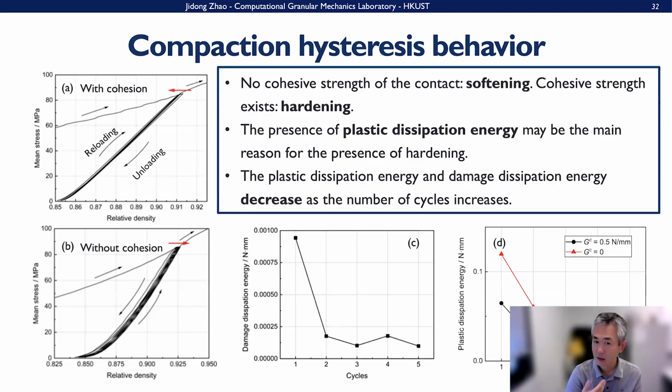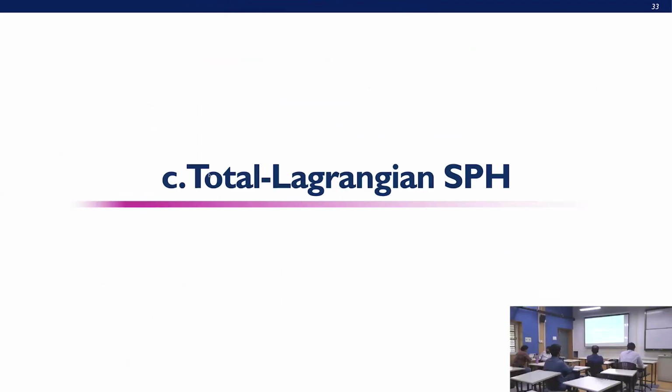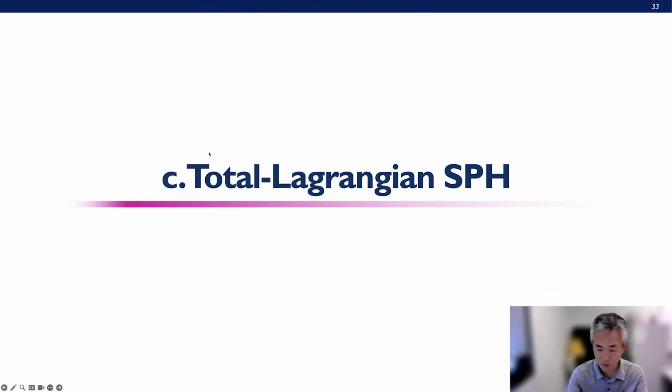And then that can really be attributed to the different mechanisms, where both dissipation energies will decrease with increasing cycles, and these are the hysteresis behaviors that we explore in the problem. So this is basically using existing methods, and we even use commercial software like Abaqus, and do certain kinds of implementation, and then try to understand the behaviors.